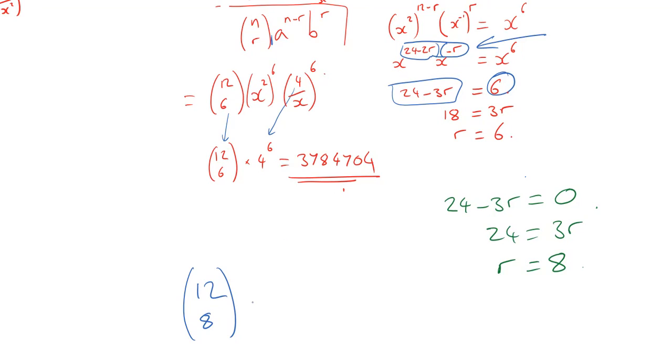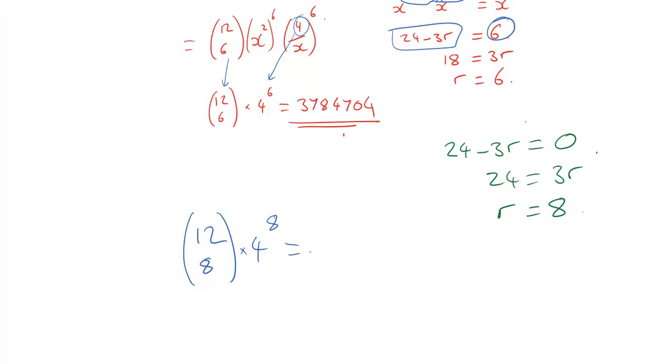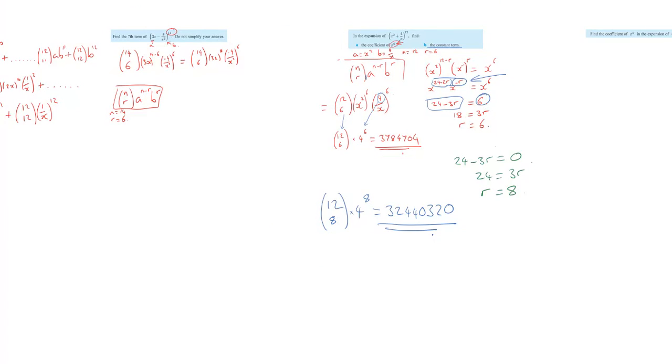All we're going to have to worry about is doing the 4 value up here, 4 to the power of 8. That's all we need because we know already the x's are going to cancel. So if we work that out on our calculator, we should get 32440320.